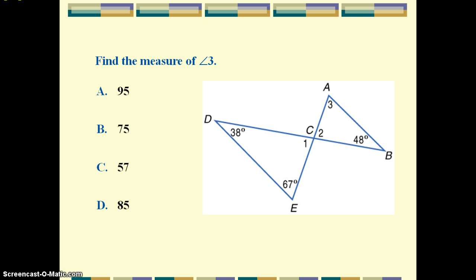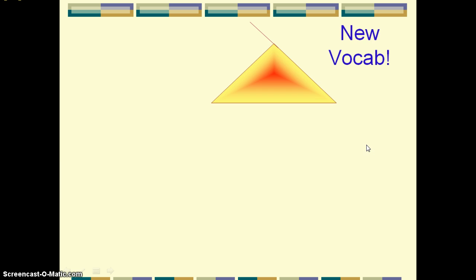In this picture, I want you to find the measure of angle 3. The measure of angle 3 is going to be 57 degrees. To find this, you would first have to find the measure of angle 1, then use that to find the measure of angle 2, which you could then use to find the measure of angle 3.